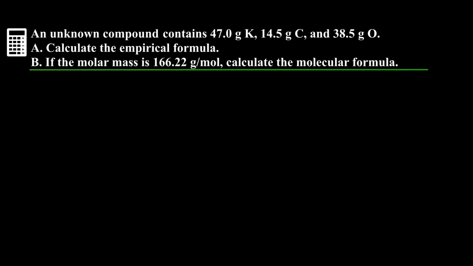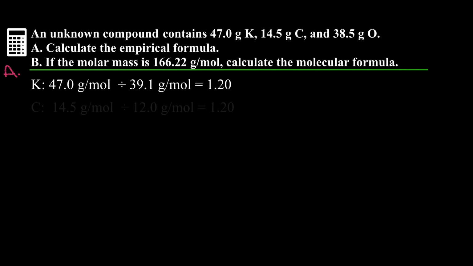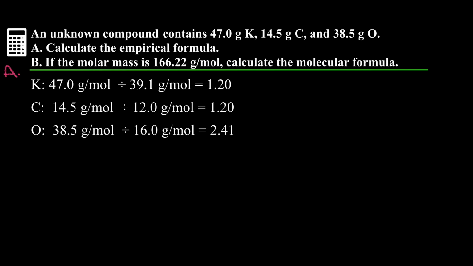All right, our last one is a two-parter. We have an unknown compound that contains 47.0 grams potassium, 14.5 grams carbon, and 38.5 grams oxygen. The first step, we're going to calculate the empirical formula. In the second, we are given the molar mass, and we're going to calculate the molecular. But first, step A. Potassium, 47.0 grams per mole. We divide by the atomic mass, I get 1.20. Carbon, 14.5 divided by atomic mass, I get 1.20. Oxygen, 38.5 divided by 16, its atomic mass, I get 2.41.